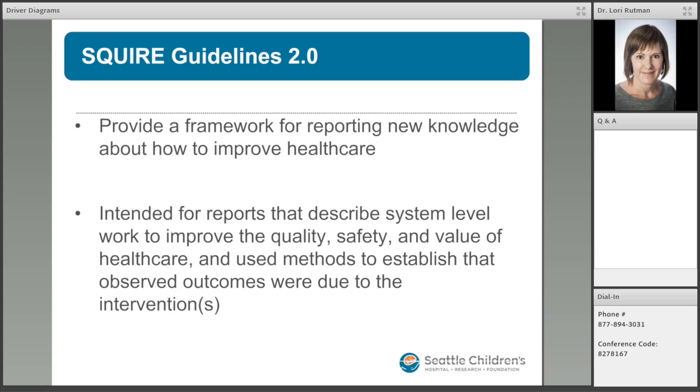And they're intended for reports that describe system-level work to improve quality, safety, and value in healthcare, and that use methods to establish that the observed outcomes were due to interventions. So really, for those who have read studies before, like the CONSORT is kind of what you use if you're doing a randomized controlled trial, and SQUIRE is what you would use as a framework if you were writing up a quality improvement type project.